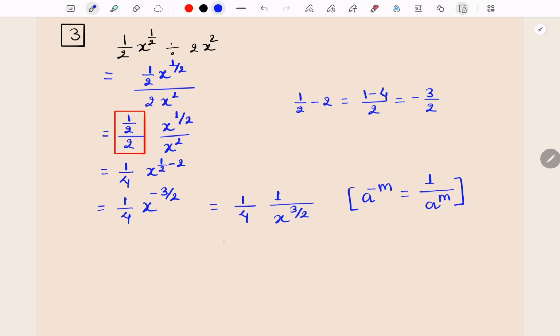Now, I give you another challenge. Can you try to write your answer in the radical form? Currently, we have the answer written in the index form because you can see 3 over 2. This is the index, right? So can you change this answer to the radical form? Comment your answer.